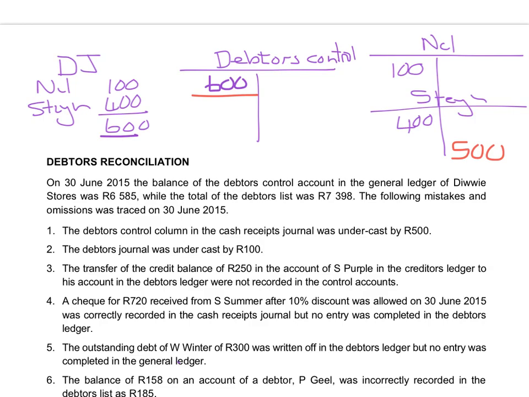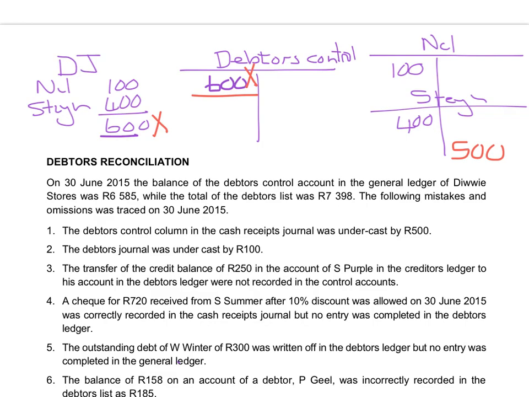If that is not the mistake, then I'll have to go back to the journals, add up to see where did we make an adding mistake. And if I go back to the debtors journal, I see that I made an adding mistake of 600 Rand. So if there's an adding mistake, it means the mistake is only in the control account and it will only be corrected in the control account.